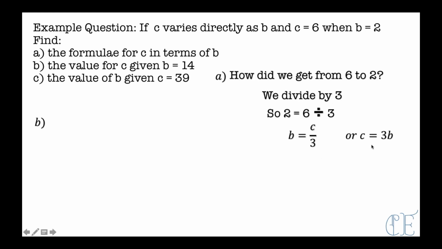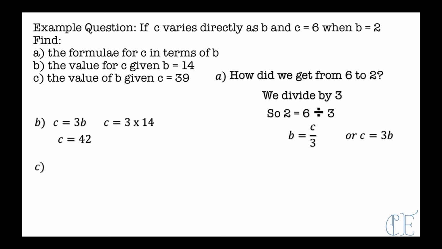Okay, this one. So now that we've done it, we can use the formula to work out these two questions. This is what we haven't done yet. So we do know that C equals 3B, that's our formula, and we want to know what C is if B is 14. So we need to know what C is if we do 3 times B, which is 3 times 14. So 3 times 14 is 42, so C equals 42.